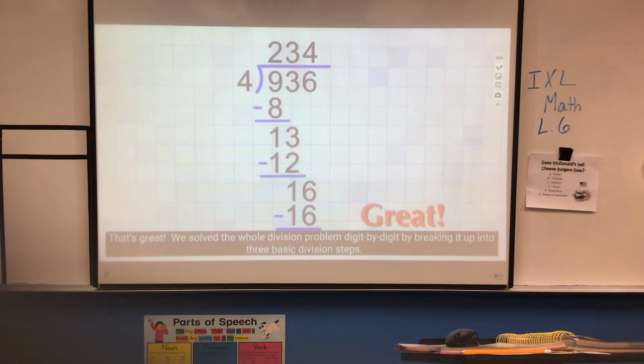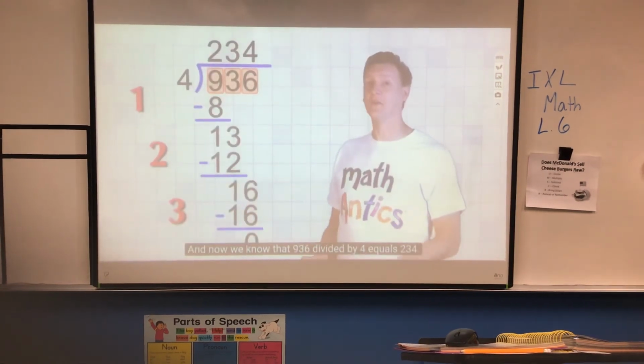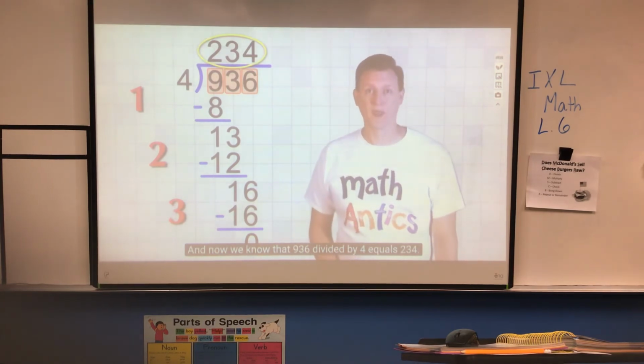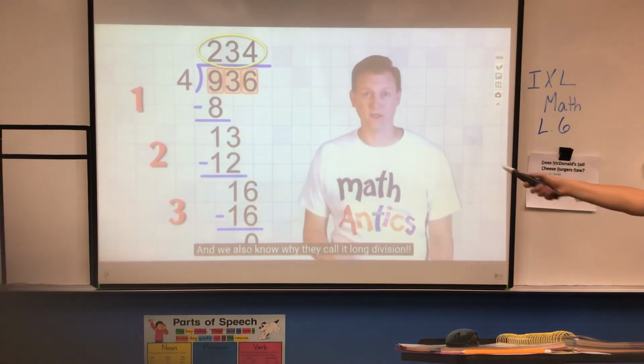That's great. We solved the whole division problem, digit by digit, by breaking it up into 3 basic division steps. And now we know that 936 divided by 4 equals 234. And we also know why they call it long division.